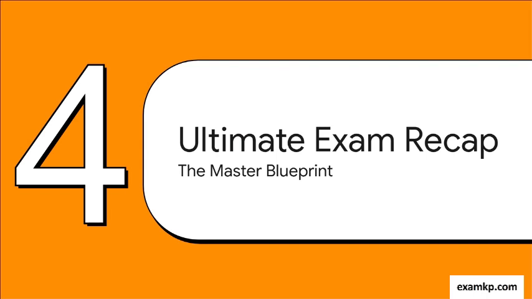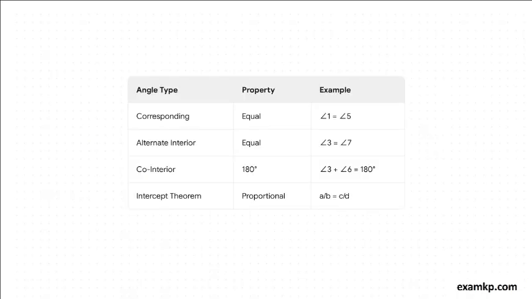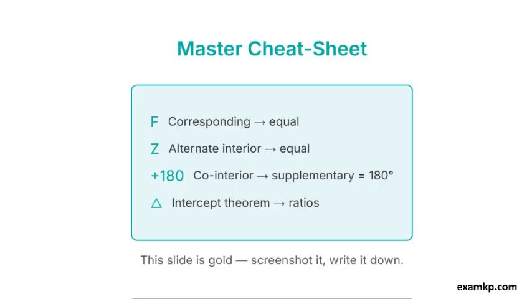So before we wrap up, I want to put everything we've talked about onto one single powerful slide. Think of this as your master blueprint, your cheat sheet for acing these questions. There it is. Everything you need all in one place. Corresponding angles, they're equal. Alternate interior, also equal. Co-interior, they add up to 180. And the intercept theorem is all about those proportional ratios. Seriously, take a screenshot of this, write it down, burn it into your memory.